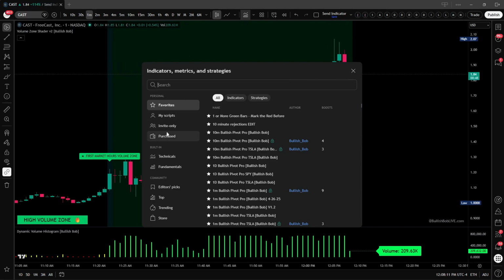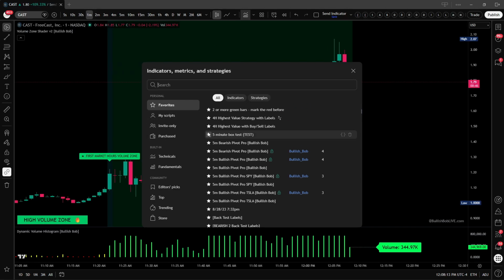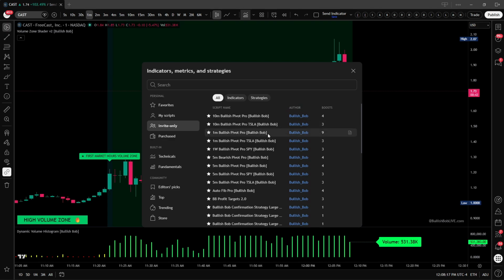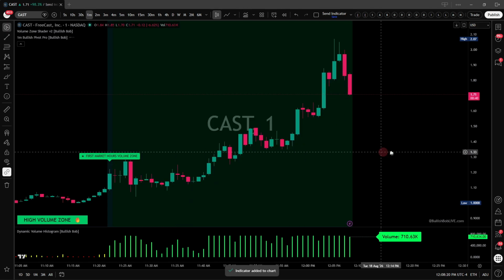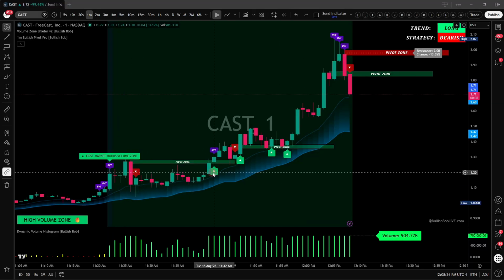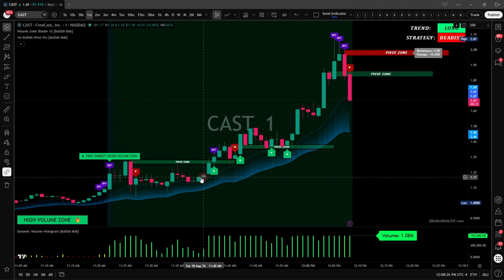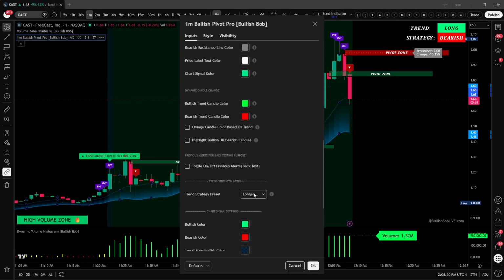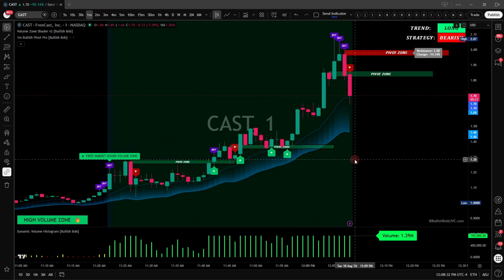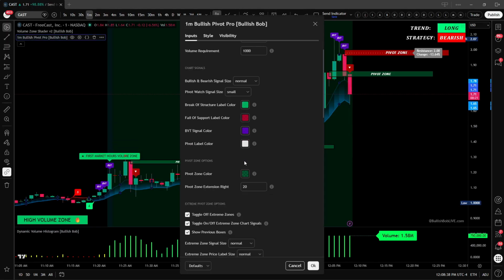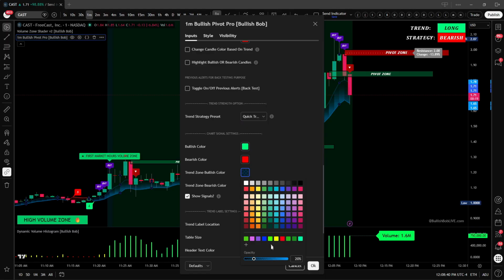Let's take a look at our 1 minute Bullish Pivot Pro. Let's go ahead and add this to the chart. Just adding our Pivot Pro to the chart, let's see if we have any opportunities. We do have zones here that are being plotted. We have a test of that zone. Let's change the setting to a quick setting for those who are trading a little bit faster than others. Quick trade setting here. Let's see if we got some pullbacks to that zone. We sure did.